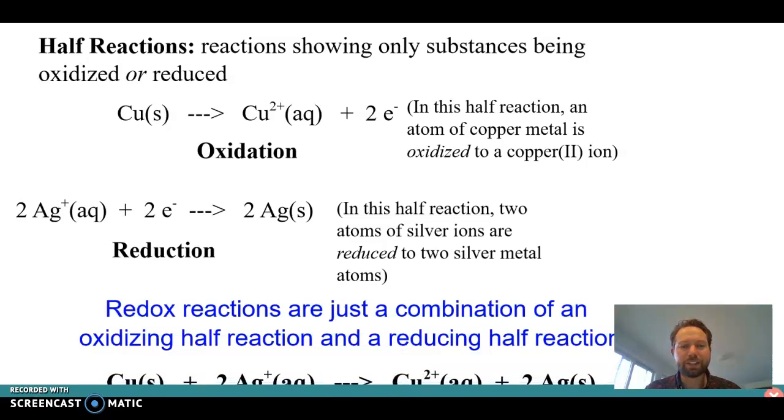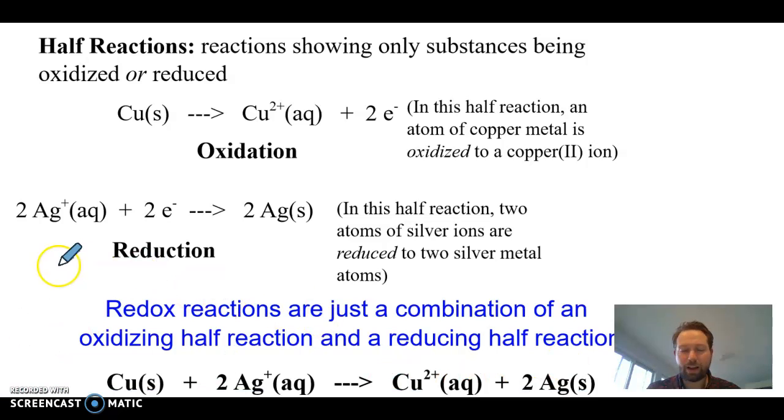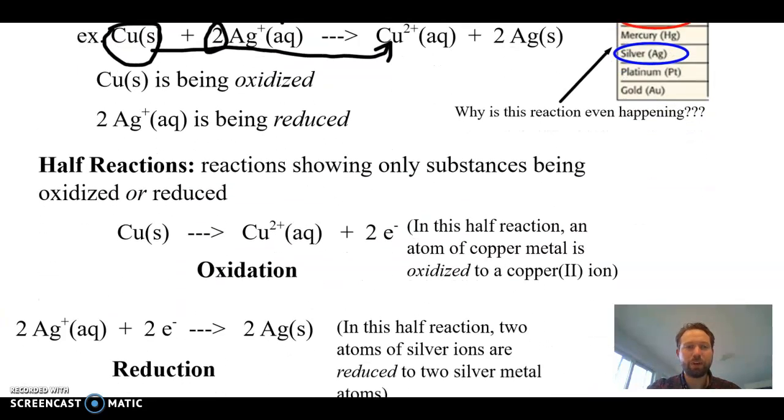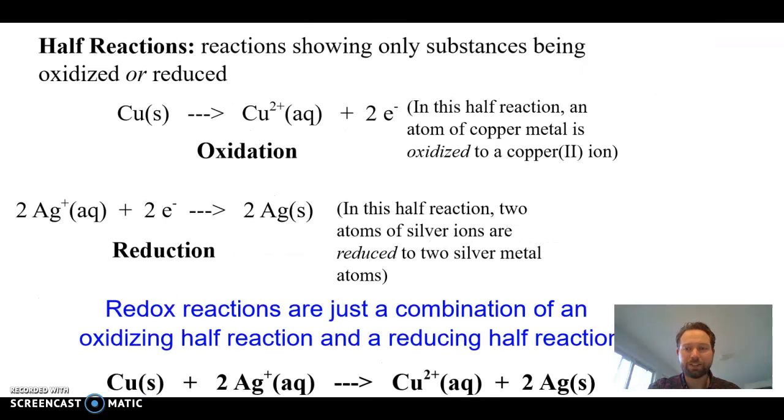So redox reactions are just a combination of an oxidizing half reaction and a reducing half reaction. Basically, again, what I just did was show you the full reaction, break it into half reactions, as you see there, and then you see the full reaction again. All right, so you can see how we looked at it, pulled it apart, and then put it back together.